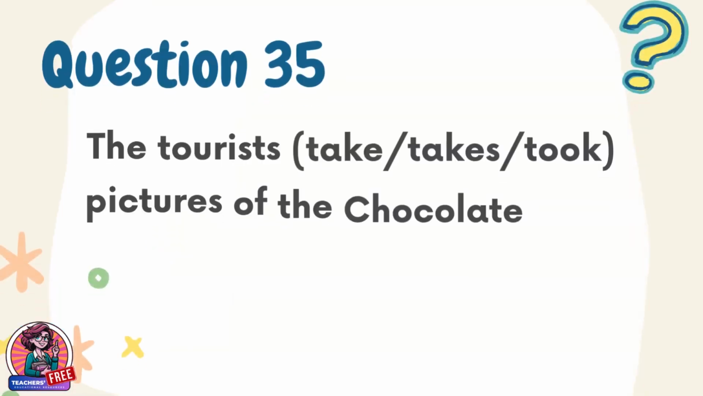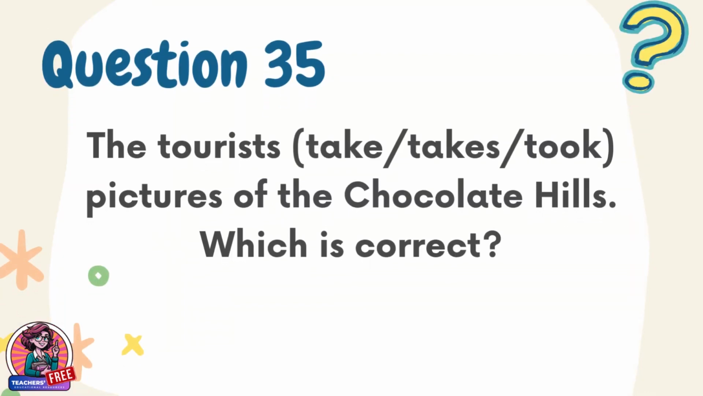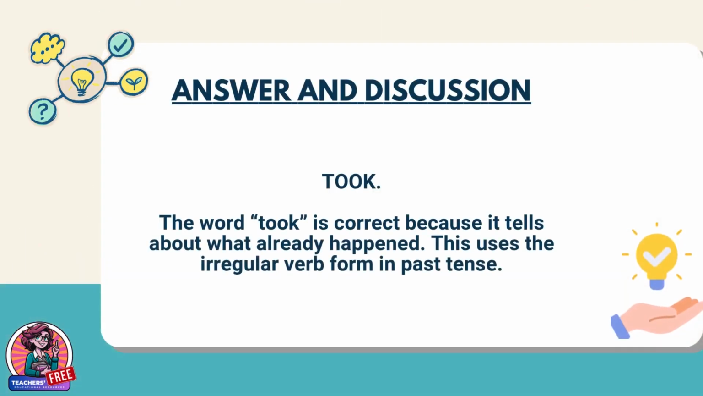Question 35. The tourists take, takes, took pictures of the Chocolate Hills. Which is correct? Answer: took. The word took is correct because it tells about what already happened. This uses the irregular verb form in past tense.